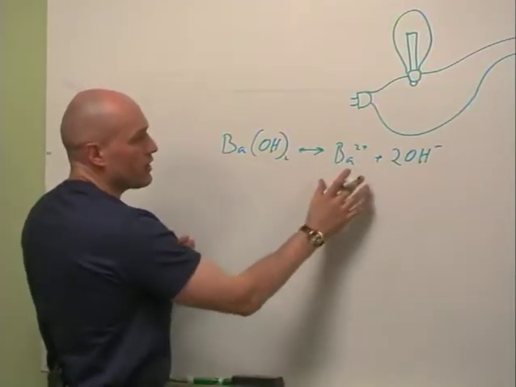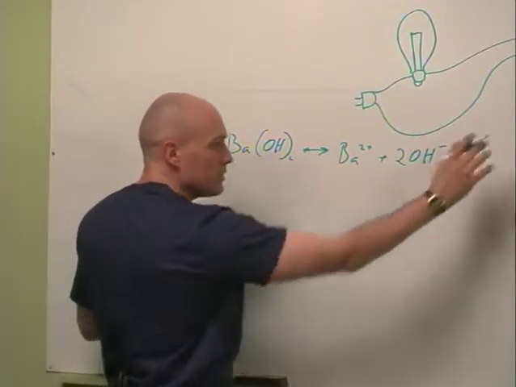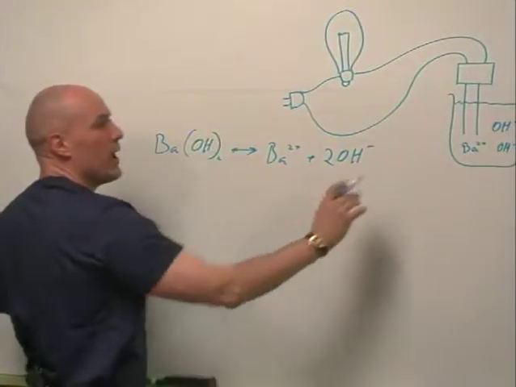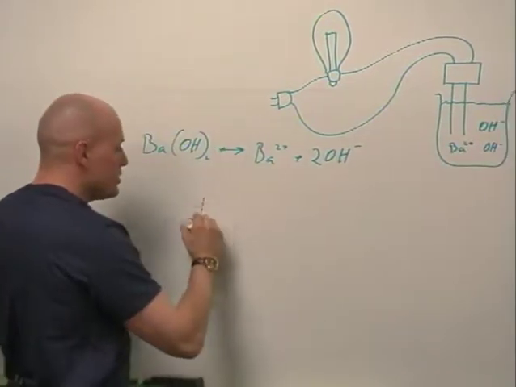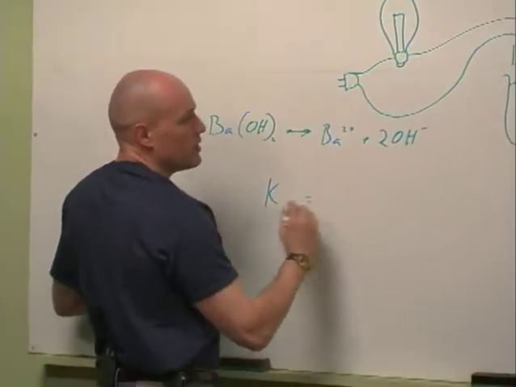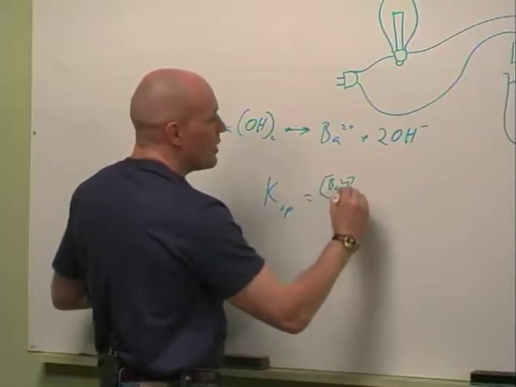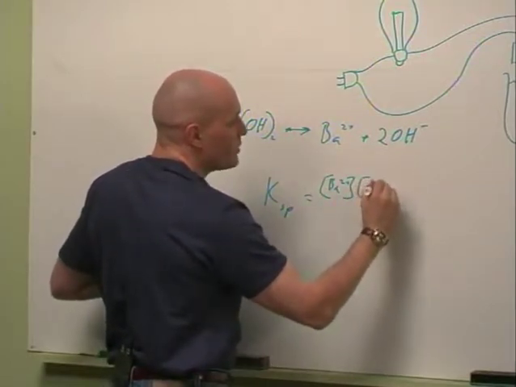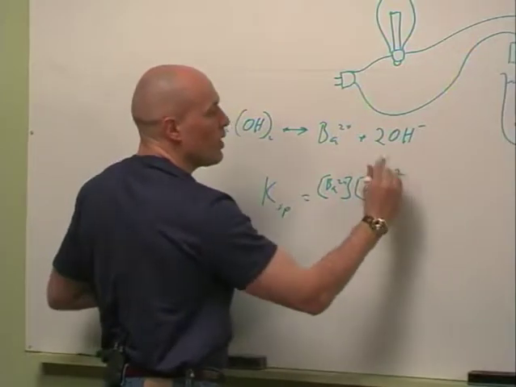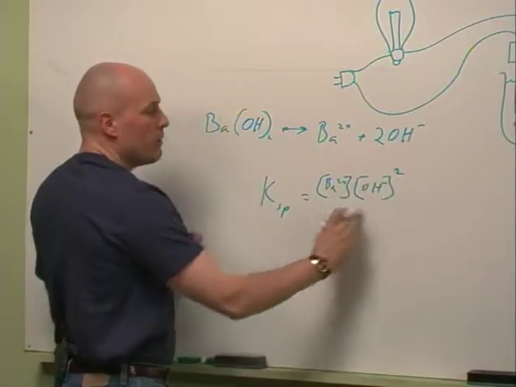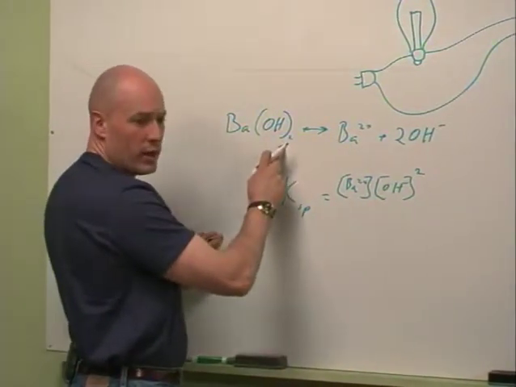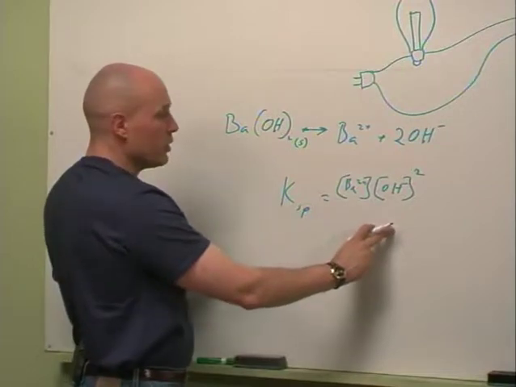And then let's imagine our solution. We dump X amount of moles into here. We set up the KSP. KSP equals the barium concentration times the OH minus concentration squared. This 2 goes here. Now I'm not going to use barium hydroxide here. Why not? Because we're talking about the solubility product, and as a pure solid, we don't use it in the equilibrium constant.